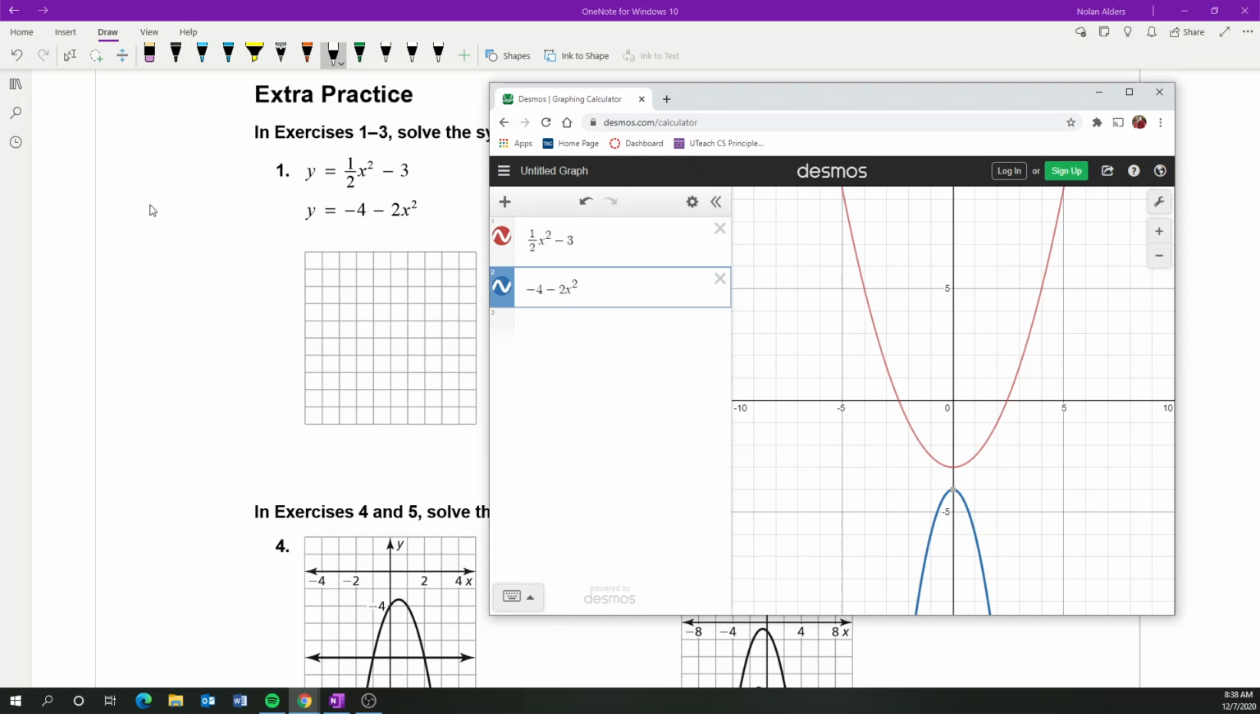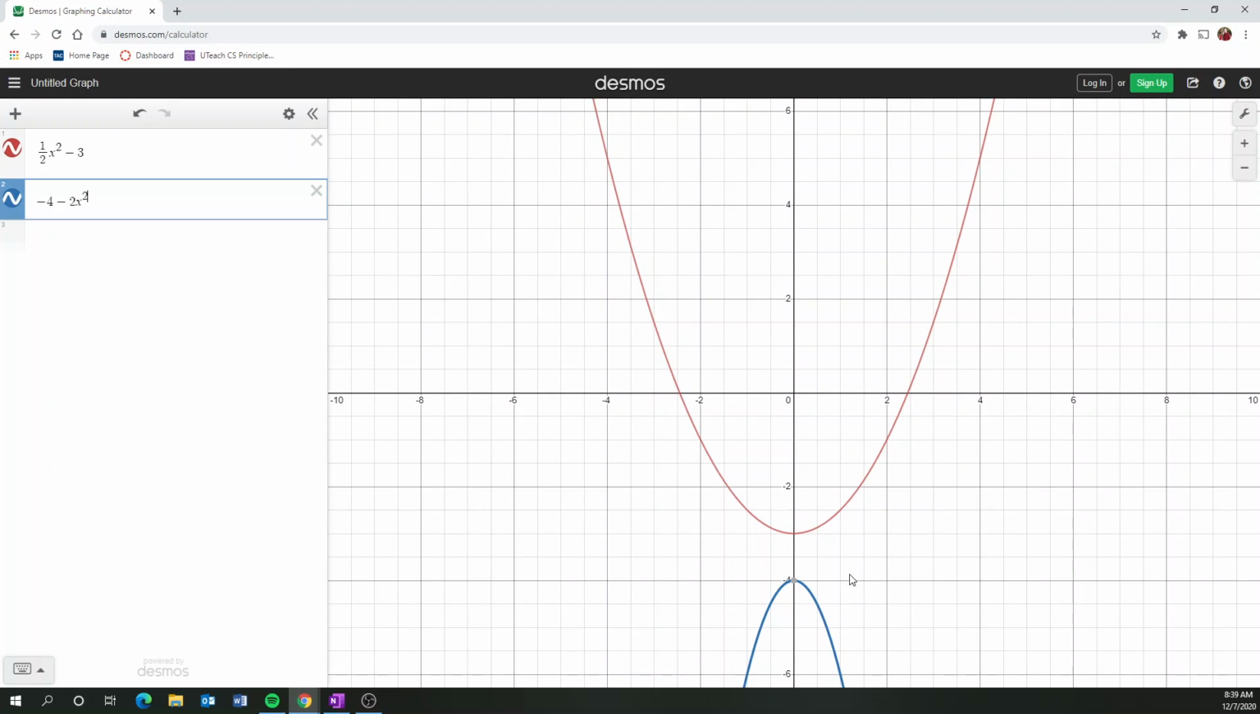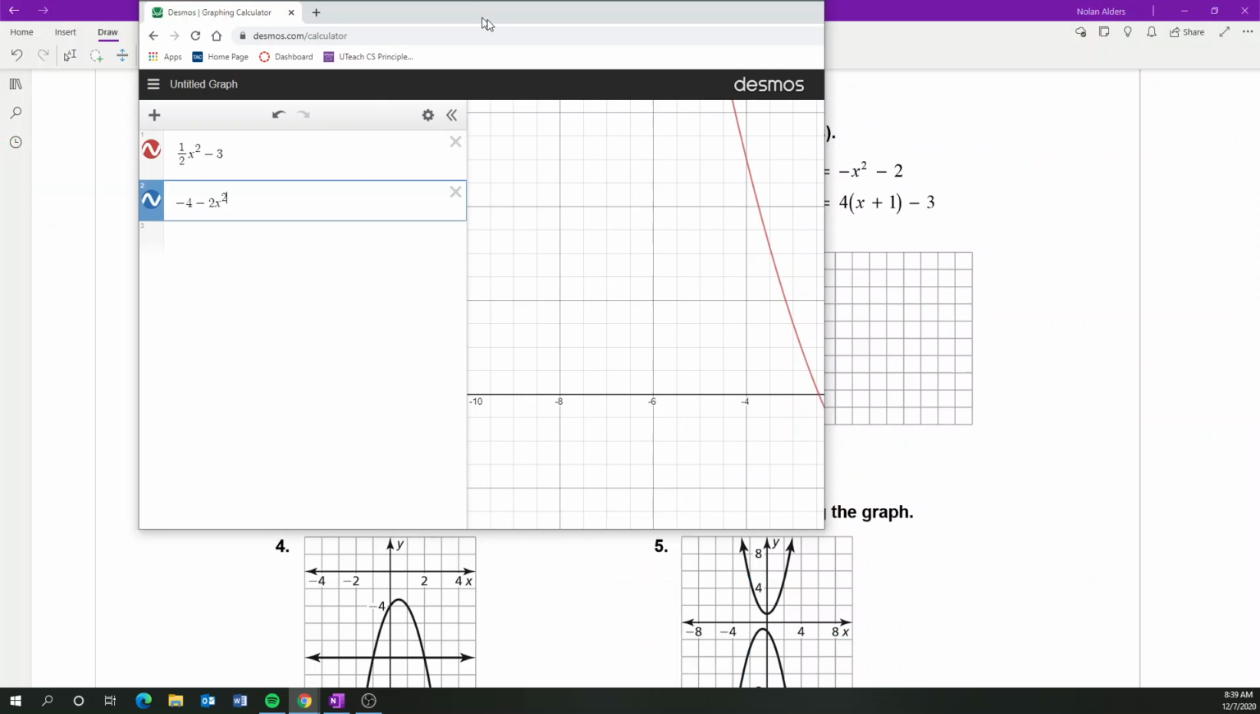In other words, just get y by itself on one side of the equation, and then you can type in the right side to solve for it. Now, wherever the two graphs cross, that's where you're going to have your solutions. So you can see with this first one, they don't cross. There's nowhere where these two graphs intersect each other. So we will say that there is no solution for this first problem.